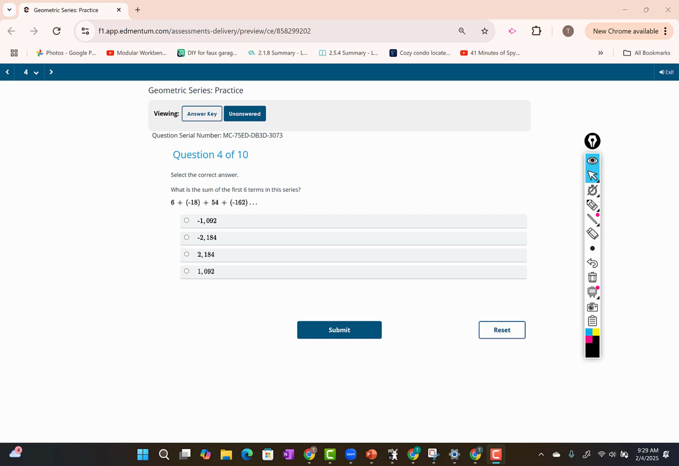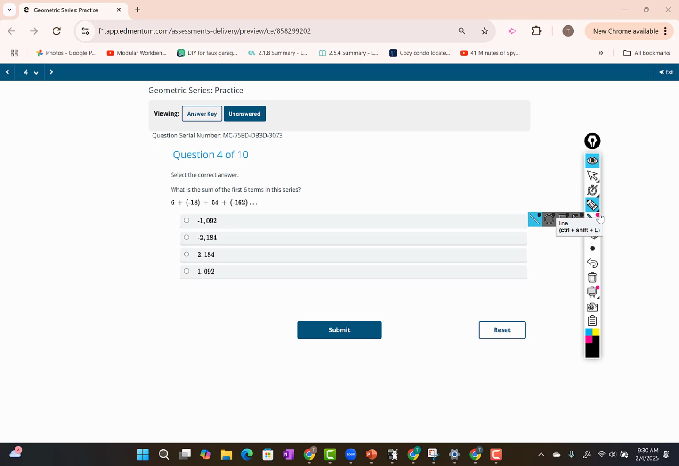Question 4, what is the sum of the first 6 terms of this series? So I'm going to solve this two ways. First, I'm going to solve it kind of a logical way, and then I'm going to use the formula. Most people don't memorize the formula, so that's why I typically avoid using that, but it probably is slightly easier.